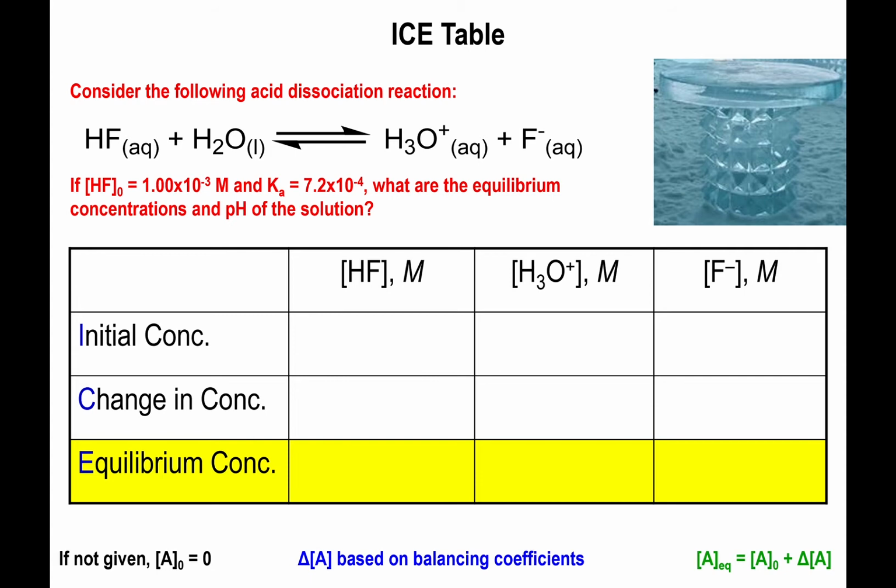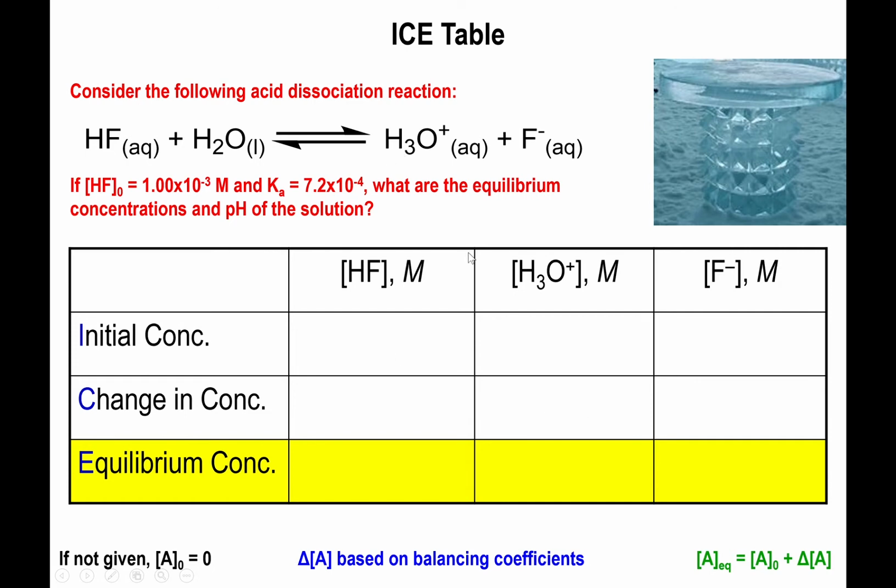Alright, so let's do an ICE table example of how you go about calculating the equilibrium concentrations and ultimately the pH of a solution that contains an acid or a base. In this case, we're talking about hydrofluoric acid. So the initial concentration is 1 times 10 to the negative 3, the Ka value is 7.2 times 10 to the negative 4, and the balanced equation is acid reacting with water forming conjugate base and hydronium.